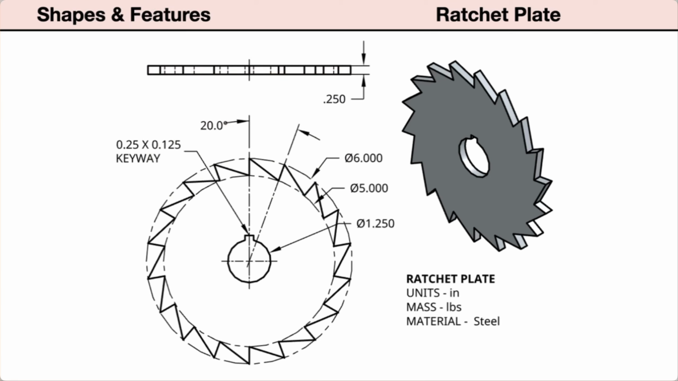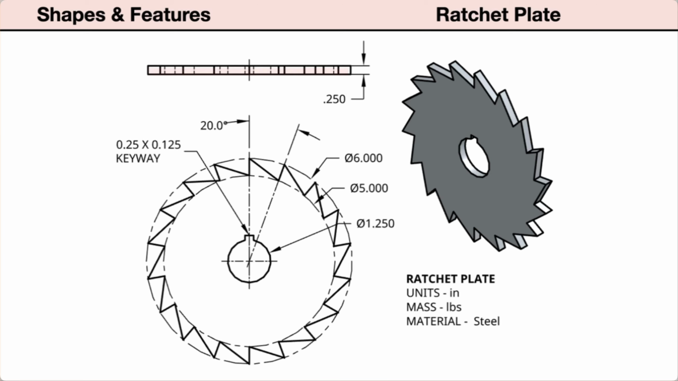When creating the parametric model, we need to identify the basic shapes and features. The front view shows the plate is circular, with all of the features concentric to the center. The center hole has a keyway notch for aligning the plate on a shaft. There are 18 individual teeth arrayed evenly around the outside of the circular plate. The top view shows the plate has a uniform thickness.